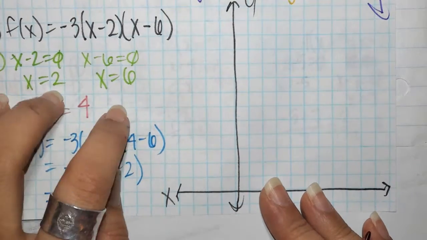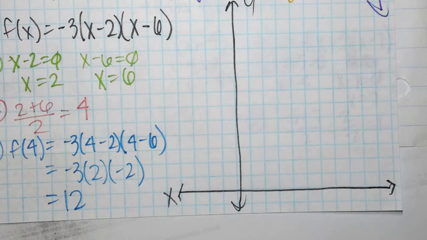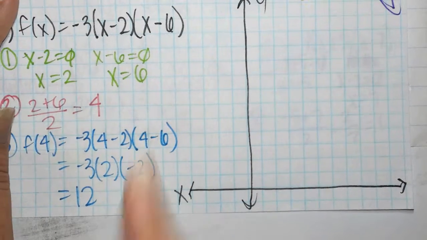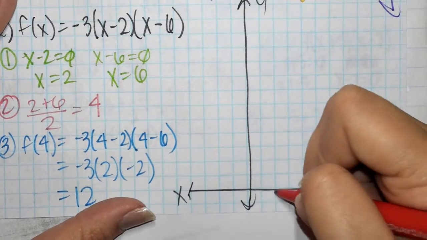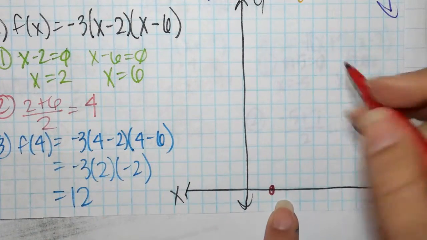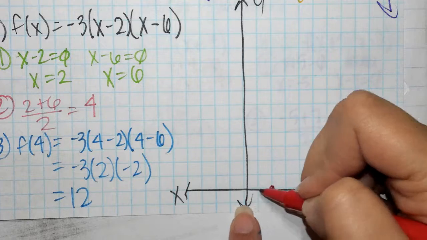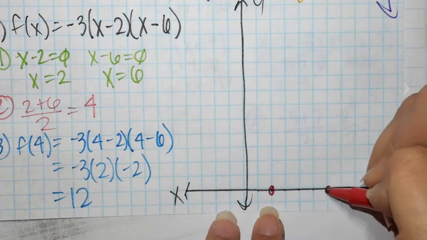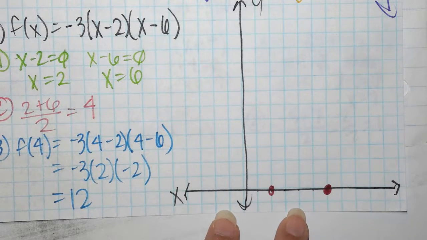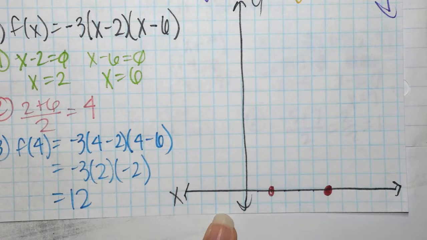Okay, so I need to plot my zeros. What are my zeros? 2 and 6. And those are solutions. So what is the solution to this equation? Yes, and you have to have 2. Well, you don't have to have 2, but you can have 2 because it's quadratic.